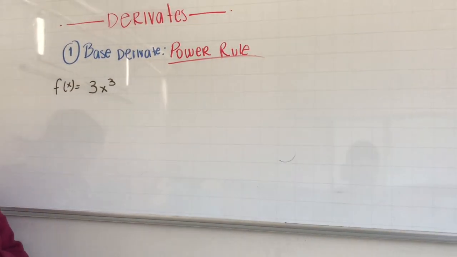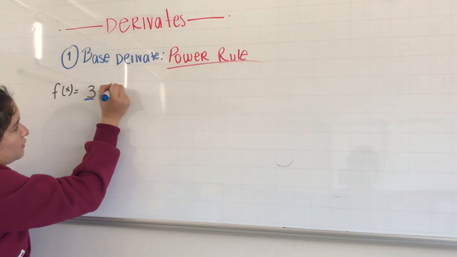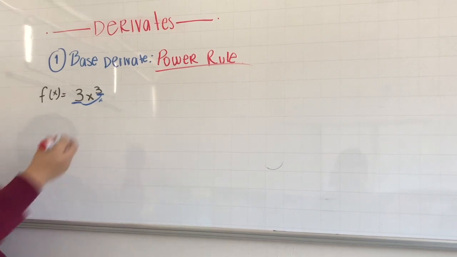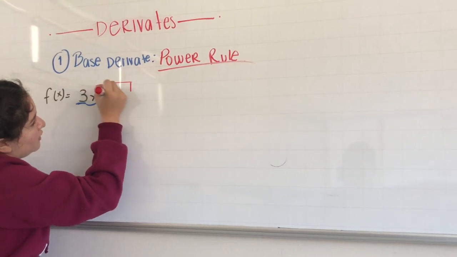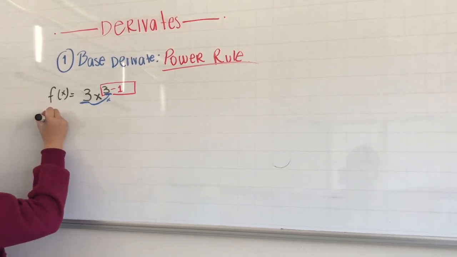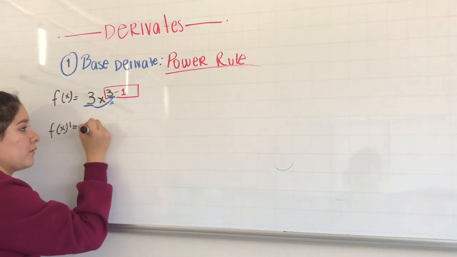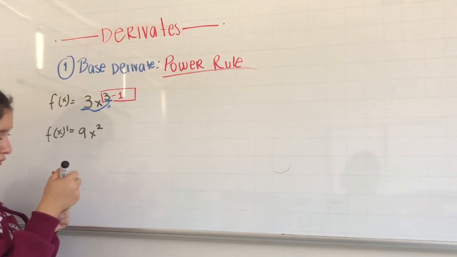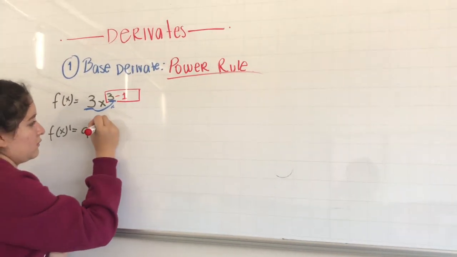cubed. And what you do is you take your exponent and you take your number and you multiply them. So in this case, we're going to have 9. And then the exponent of the x, you're going to subtract 1, as you can see with the red marker. And now that you take your function and you do what I mentioned, you're going to have f of x and a little apostrophe next to the f of x, which tells you that it is a derivative. So 3 times 3, 9. 3 minus 1, 2. So the derivative of 3x cubed is going to be 9x squared, as you can see.